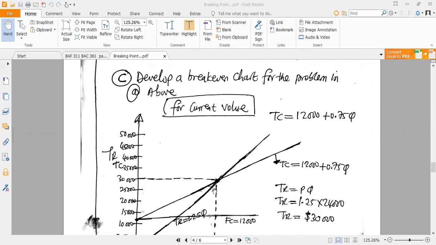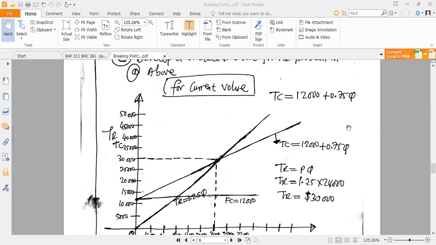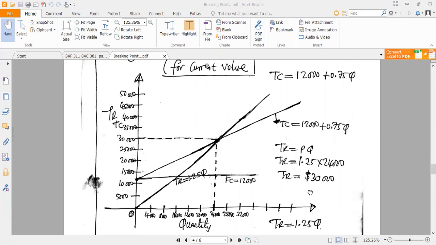let's do this. What is our total cost for the current volume? The total cost is equal to the fixed cost, which is 12,000, if you can see at the corner there, plus the total variable cost of 0.75 Q. Then the total revenue: under here, the horizontal axis is the quantity.